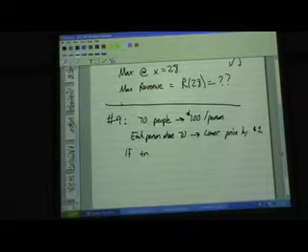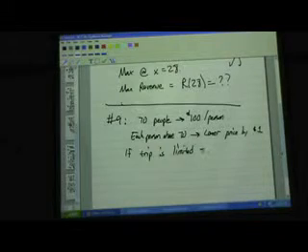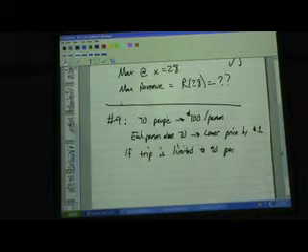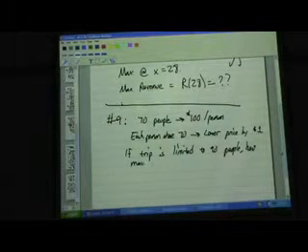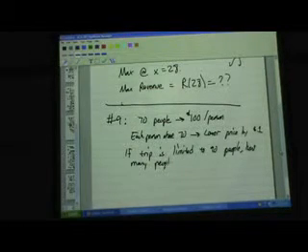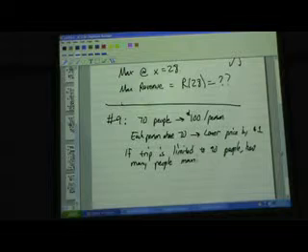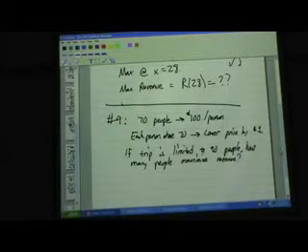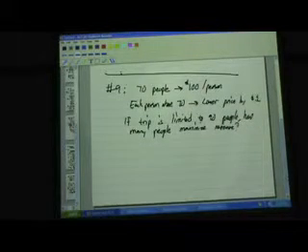So if the trip is limited to 90 people, how many people maximize the revenue? All right. We're going to do this question as if there's not a limit, and then go back and address the limit issue. So let's start by trying to figure out how to set up a revenue function.